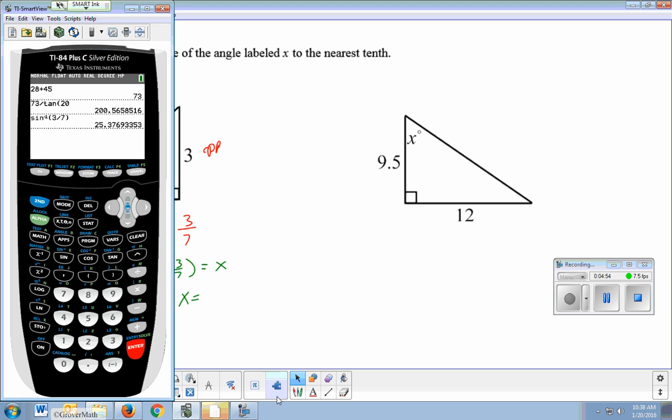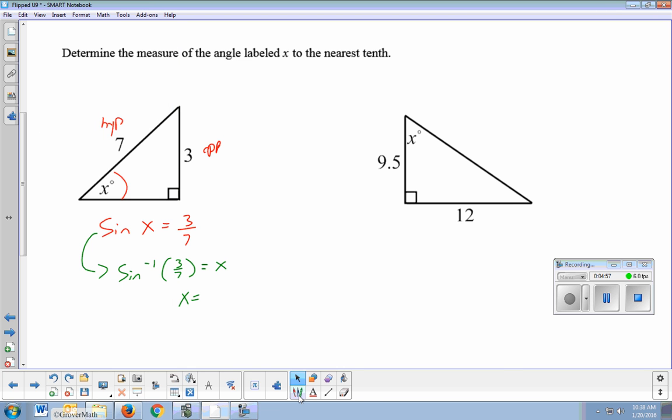All right, so 25.4 degrees. Okay, so let's just do another example, but that's basically it. It doesn't really matter which function you're doing. You just have to determine the function based on the sides and do second function, or inverse function, typed in by your ratio.